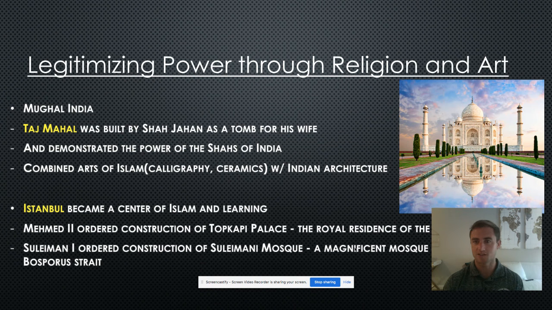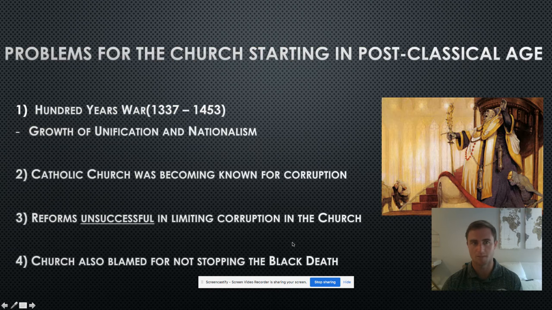In India, we see the Taj Mahal, which is not only going to be built as a tomb for Shah Jahan's wife, it's also going to glorify the power of the Shahs in India. It's also an example of syncretism. And then in Istanbul, which of course is in the Ottoman Empire, we have Mehmed II build Topkapi Palace, and we have Suleiman I build the Suleimani Mosque.